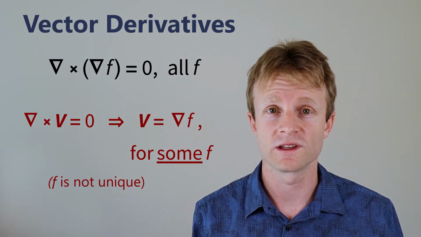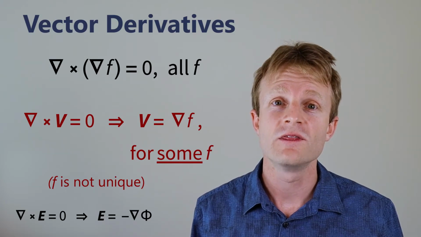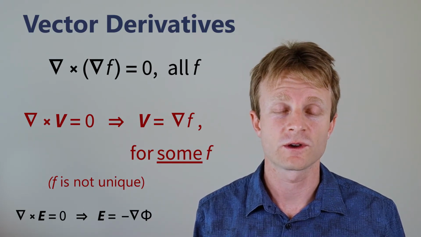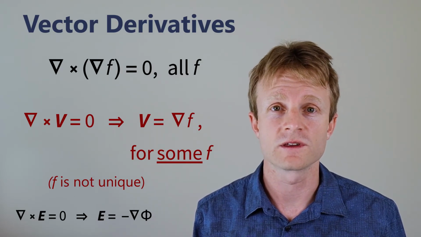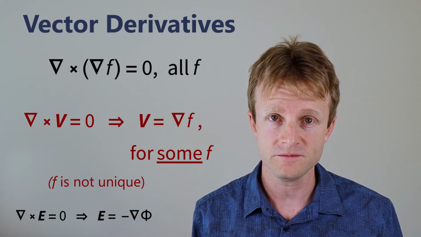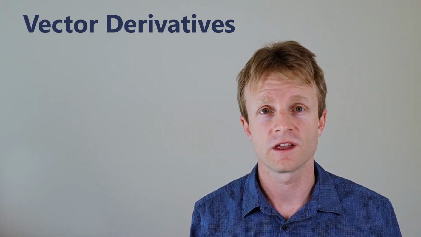This is very important in electrostatics. For example, the curl of the electric field is 0. That's why you can introduce the electric potential phi, which is given by E equals minus grad phi with the conventional minus sign. A very similar property holds for divergence and curl.